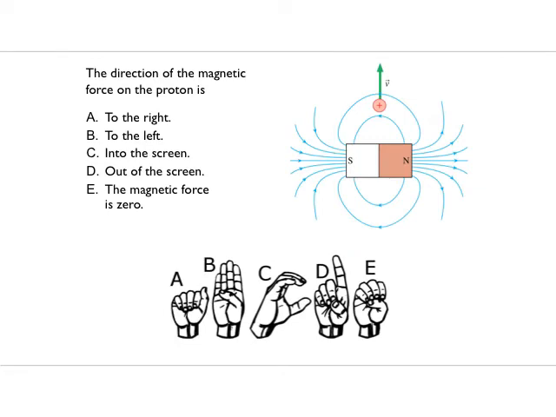How about this one? Here's a magnet and a moving proton. What is the direction of the force on the proton? Take a minute, think about it. I'll be back.